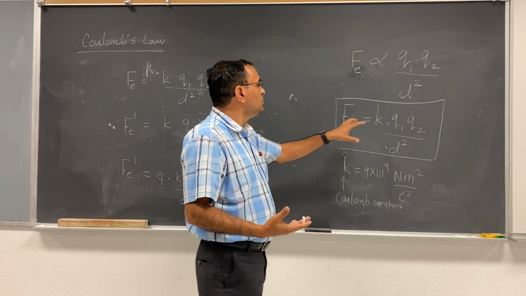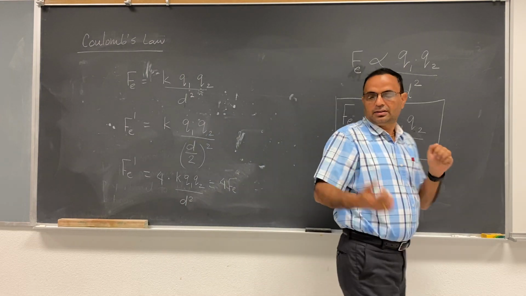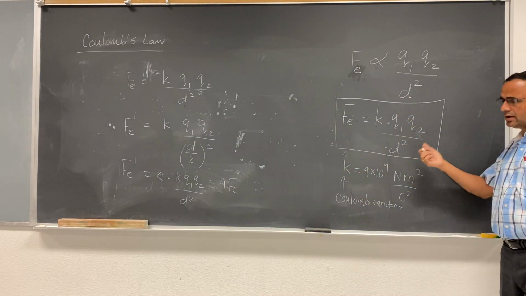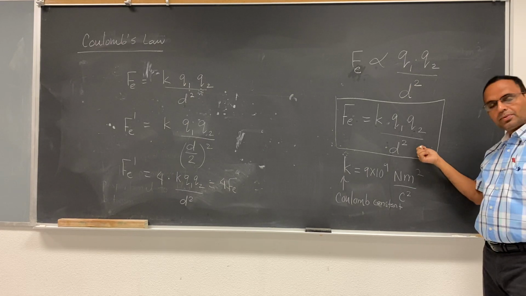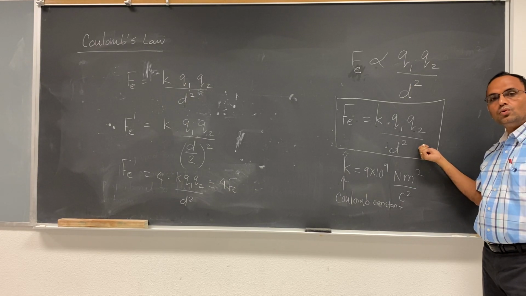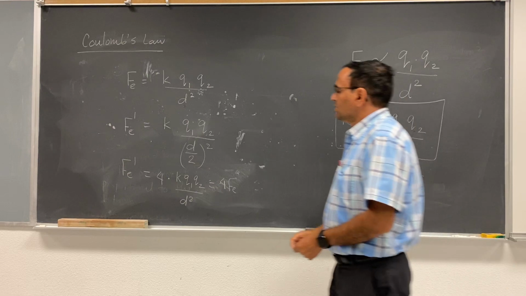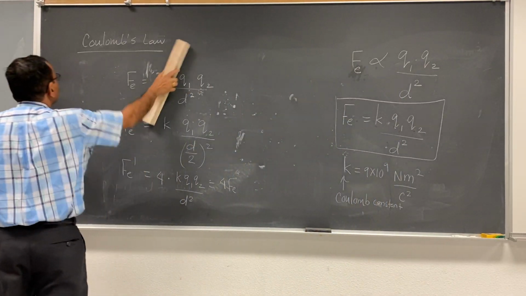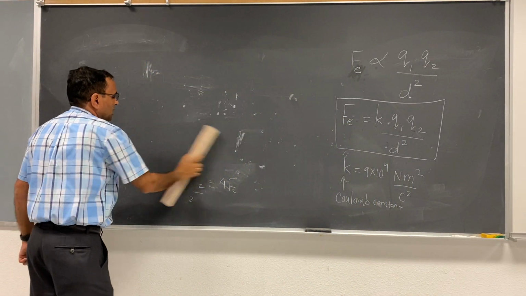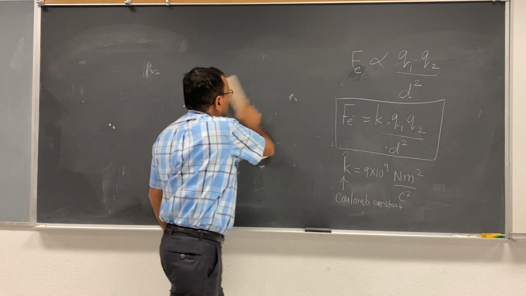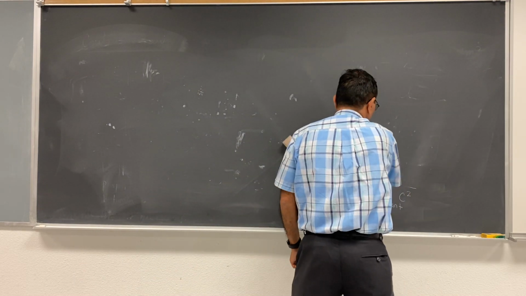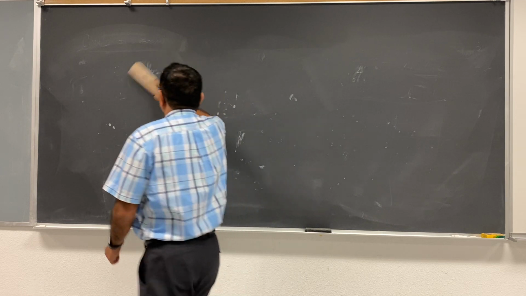So please play with this formula. K times Q1 Q2 divided by D square. This gives you the magnitude of the Coulomb force. Okay. Now think about this. You can try this yourself, everyone.